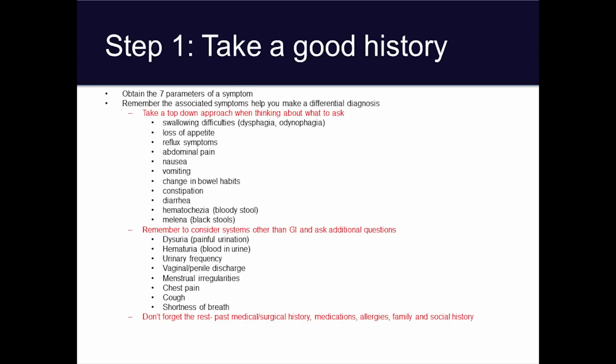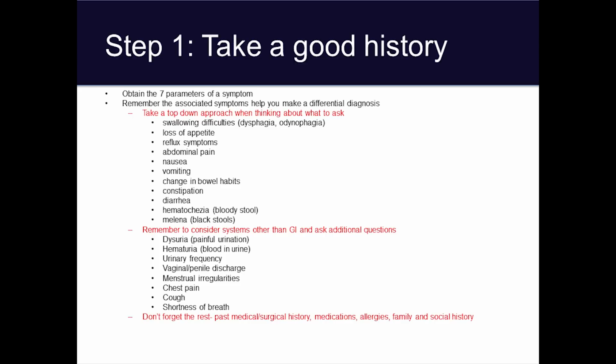Remember, the associated symptoms help you make a differential diagnosis, and you want to take a top-down approach when thinking about what to ask. So think about from the mouth all the way to the anus, what could possibly be a problem with the GI tract. And things might include swallowing difficulties, loss of appetite, reflux symptoms, including a sour taste in the mouth or a dry cough, abdominal pain, nausea, vomiting, change in bowel habits, constipation, diarrhea, hematochezia or bloody stool, and melena or black stool.